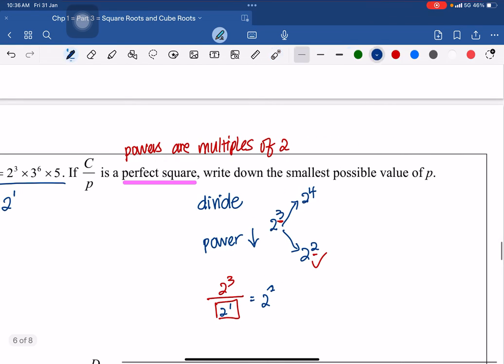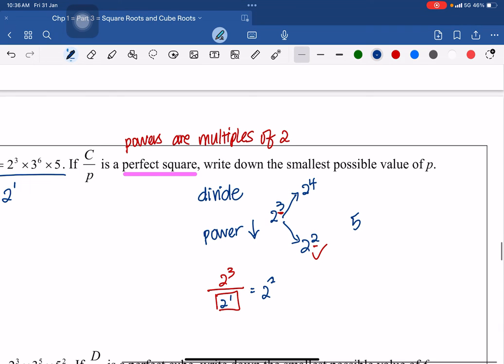What about the number 5? Am I going to increase the power to make it 5 squared? Or in this case, I can't increase my power, right? They say division, power decreases. So my only other option is to make 5 totally disappear. So how to make 5 totally disappear? I cannot increase the power to make it 5 squared.